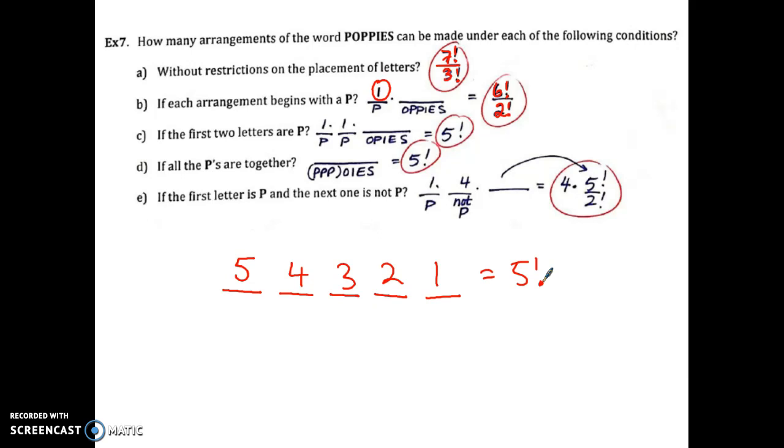All right, part E. If the first letter is a P and the next letter is not a P, then you can see that we've got obviously one option here. If we now have 4 options that are not a P, we've got 4 options for letter 2. And then, of course, we've got the remaining 5 letters that need to be organized, so hence 5 factorial. Remember, of those remaining 5 letters, 2 of them are P's, and so we need to divide out 2 factorial to account for those P's.